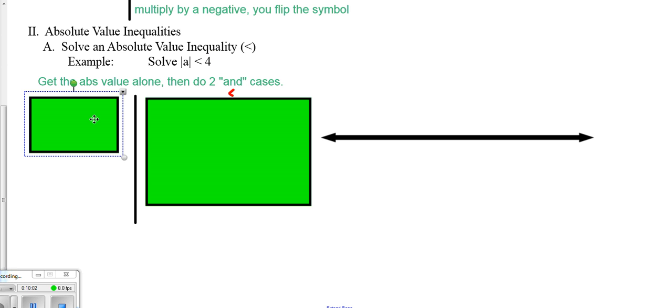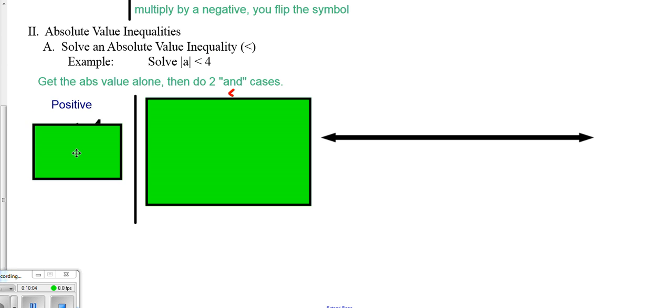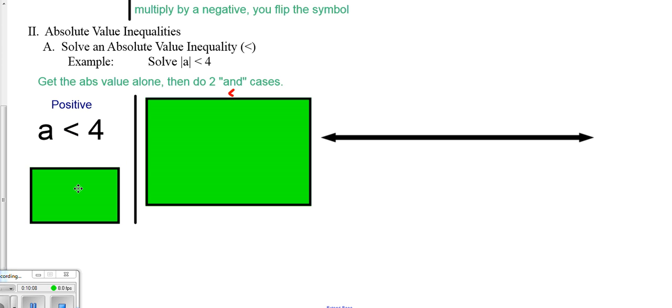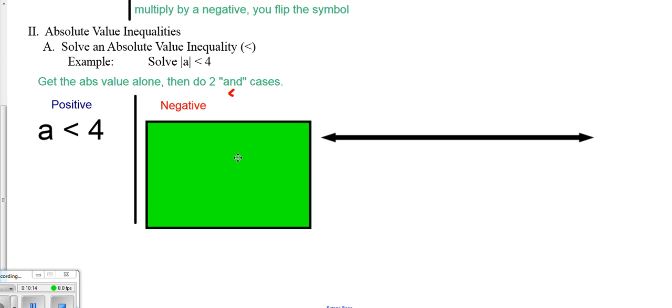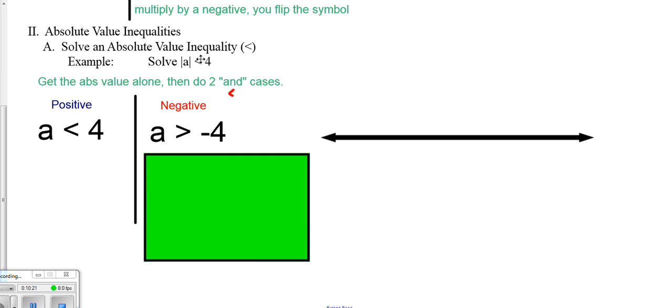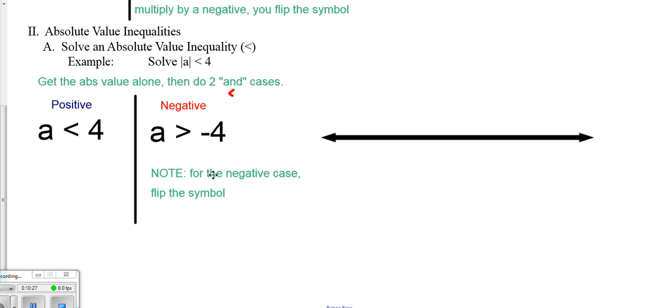So the absolute value of a is less than 4. We make two cases. One is regular, or positive, we should say, where we just keep everything positive. So a is less than 4, just like what it said before. The other case is negative. Everything in the absolute value stays the same, so it's just a. This sign flips because we made it negative, and 4 becomes negative. So again, the note for that is, for the negative case, you must flip this symbol.